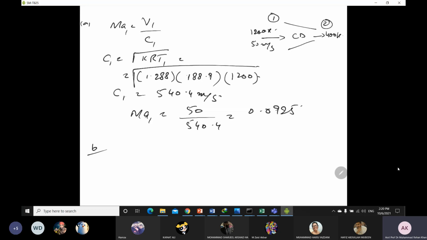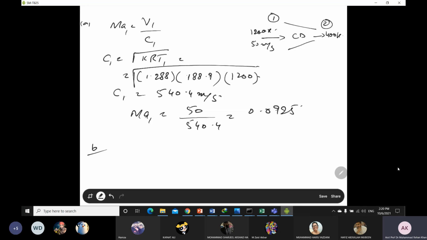Coming toward part number B. In part B we have to find the Mach number at the exit of the nozzle. Here we do not have the value of local velocity at point number 2. So first we have to find the local velocity at point number 2, which is V2.